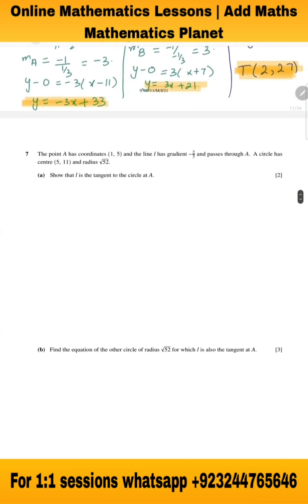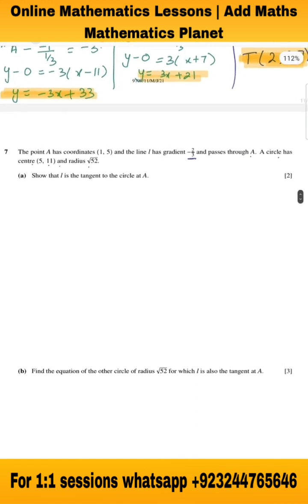The point C has coordinates 1, 5, and the line L has gradient minus 2 by 3 and passes through the point A. A circle has center 5, 11 and radius square root 52. So we are given so many things. Show that L is a tangent to the circle at A. So first of all, we have to show that L is a tangent to the circle at A.